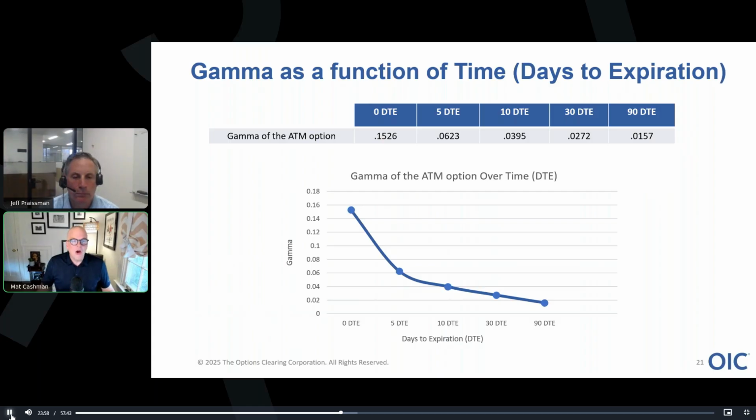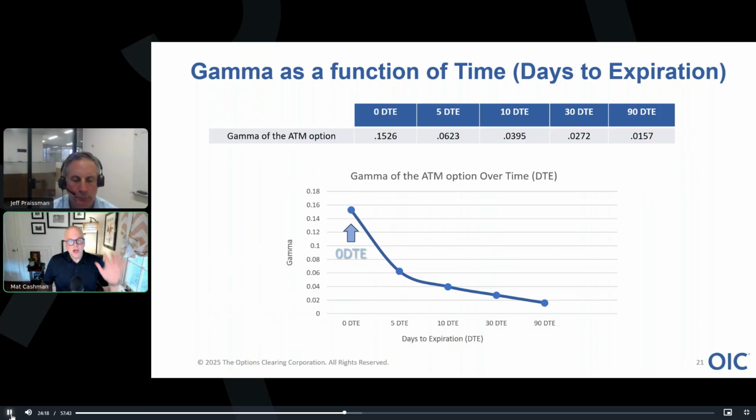If you think about where all the gamma is, all the gamma exists in these options that are up in the 0 DTE space. Those are very gamma rich options. They don't have a lot of vega. They're not very sensitive to implied vol moves, but they have a lot of gamma. They're very sensitive to underlying moves.